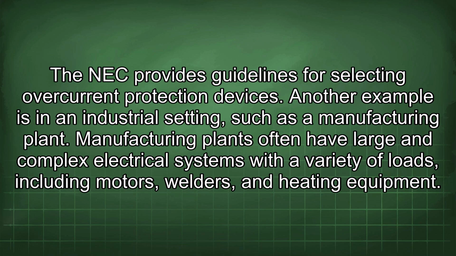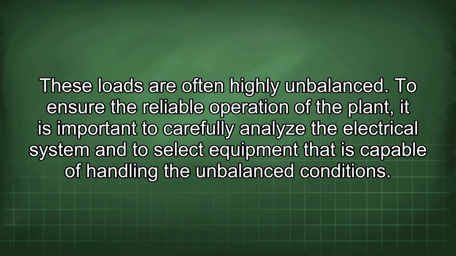Another example is in an industrial setting, such as a manufacturing plant. Manufacturing plants often have large and complex electrical systems with a variety of loads, including motors, welders, and heating equipment. These loads are often highly unbalanced. To ensure the reliable operation of the plant, it is important to carefully analyze the electrical system and to select equipment that is capable of handling the unbalanced condition.